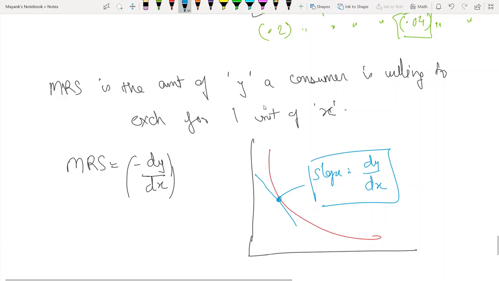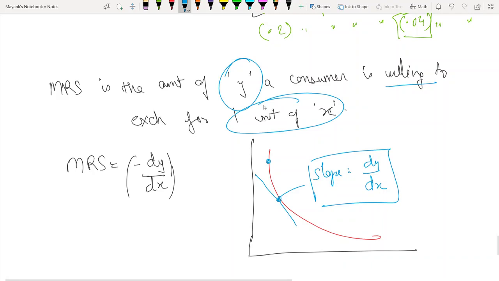Alright, so MRS is the amount of y that you are willing to exchange for 1 unit of x. So you are assuming x is constant in exchange. So MRS represents the amount of y. So if I give you 1 unit of x, MRS is the amount of y you are willing to give to me in exchange. So MRS technically is just the magnitude of the slope.